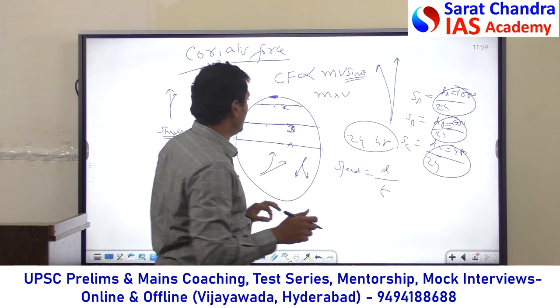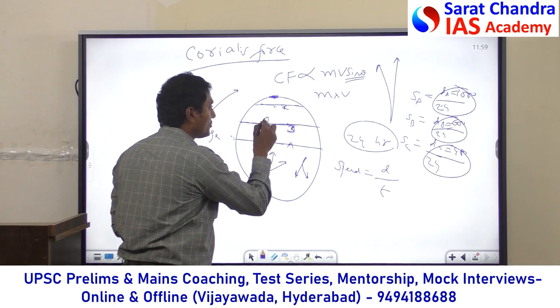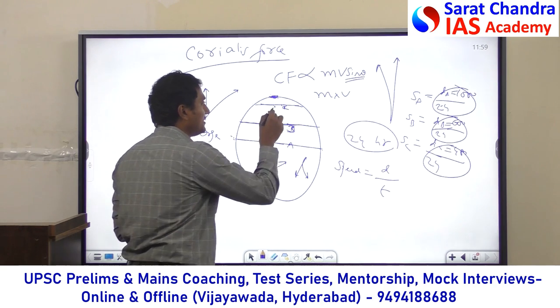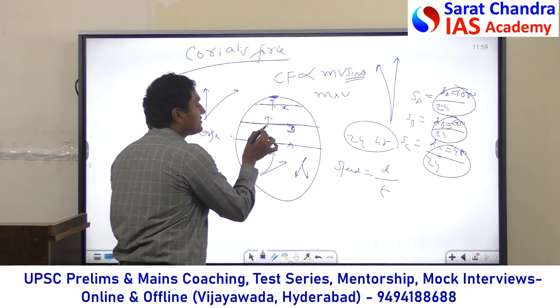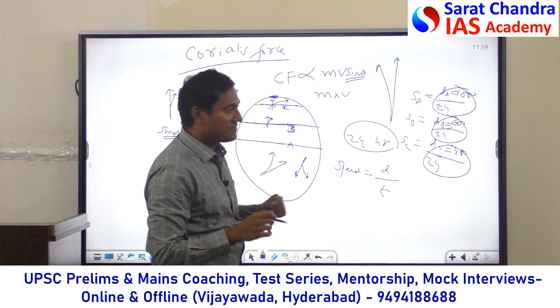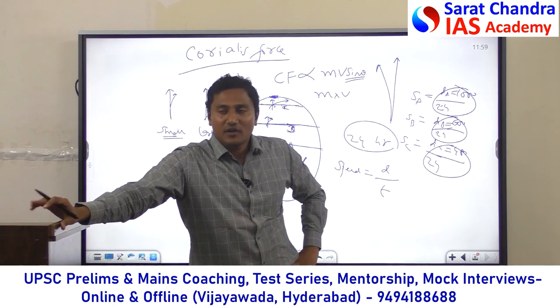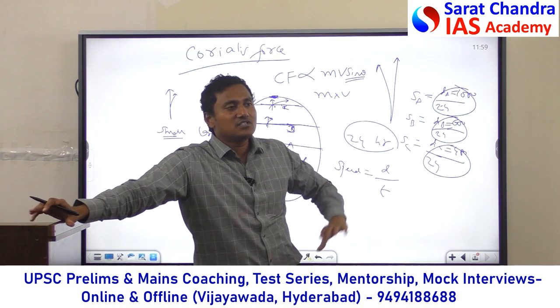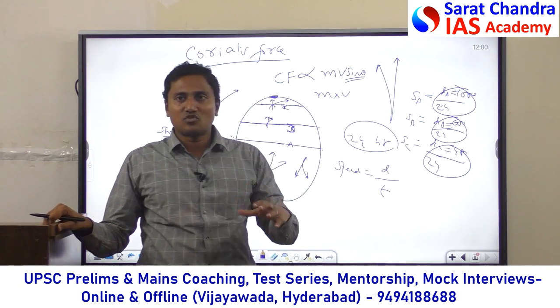For example, if you are launching a missile from B, and from C, at B the deviation will be less. At C, more deviation. Why? Angle. Did you understand now what is Coriolis force? Is Coriolis force clear to all of you? Anyone has doubts on Coriolis force?